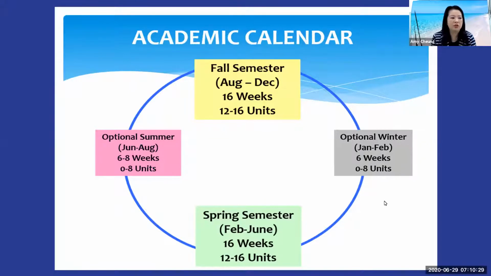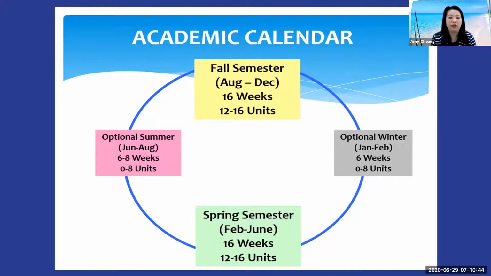Then comes summer. Again, summer is optional. Summer begins June to August. Right now, we're in the summer intersession, and summer also allows you to take between 1 to 2 classes, although it's optional for international students.